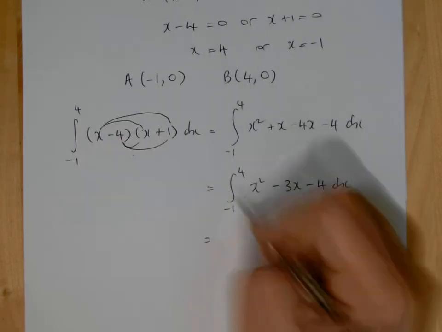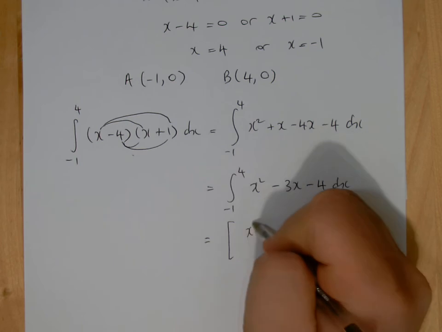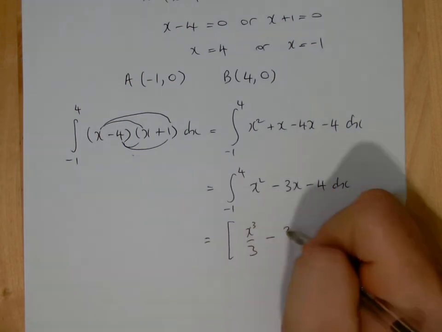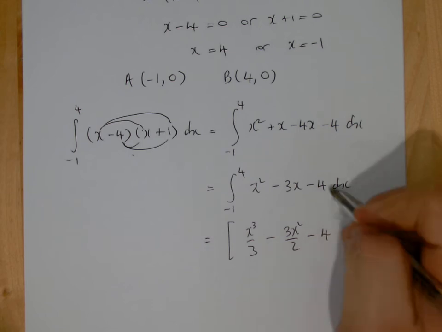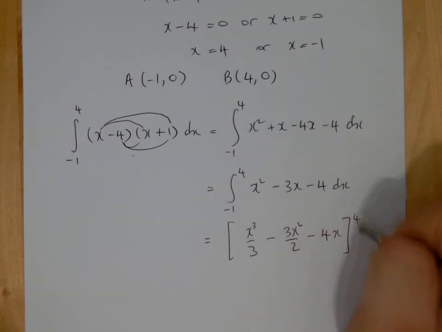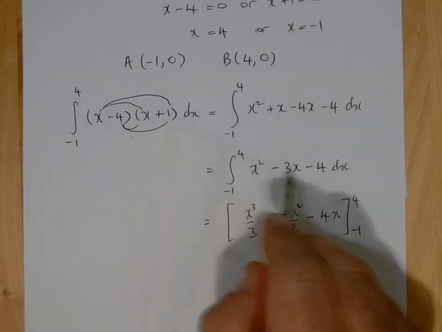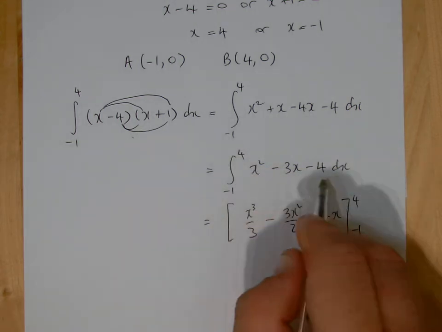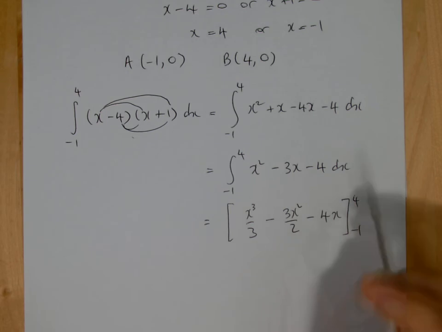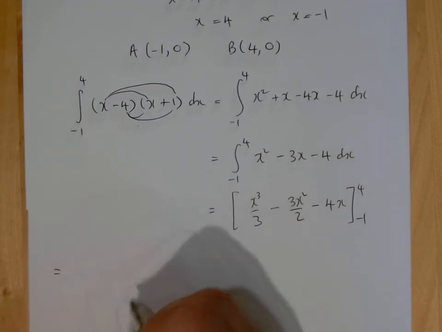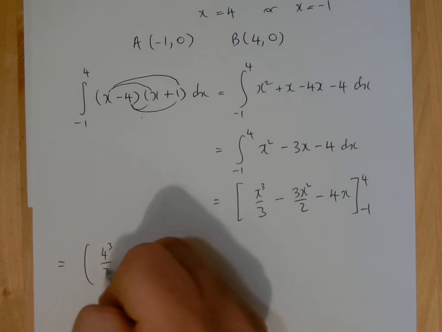And that's easy enough, because x squared becomes x cubed over 3, 3x becomes 3x squared over 2, and 4 becomes 4x, between 4 and minus 1. So we found a way of writing that as an expression in terms of x squared, x and constants, and we can integrate it as we've done. Now it's a case of putting in the limits. Let's write it over here. Put the upper limit in first, 4 cubed.